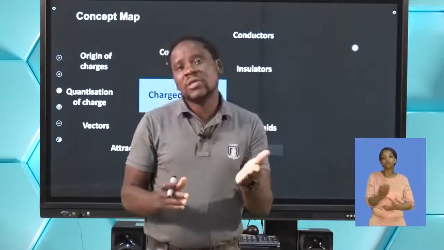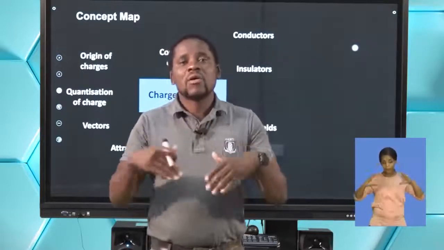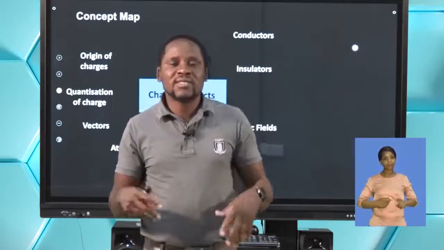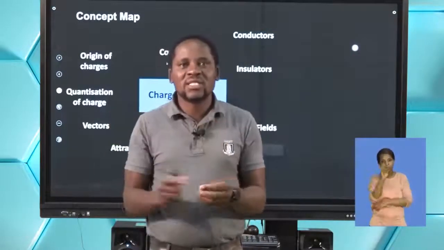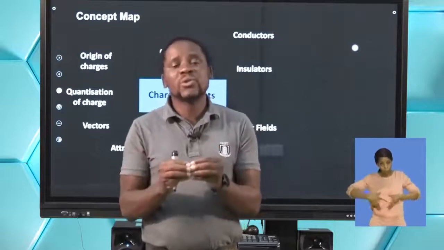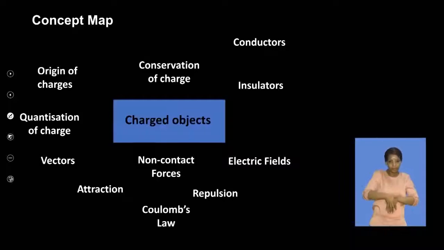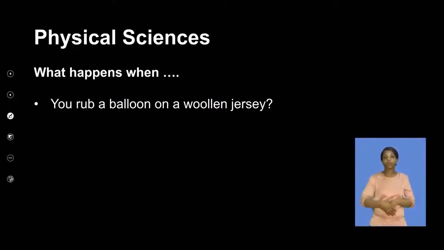So there's a force that the balloon exerts on the jersey, and while that is happening, what is of interest to us is exactly what happens to the charges while they come into contact. Charges will actually be transferred. Now let's look at a scenario where you rub a balloon on a woolen jersey. Take note of the material.